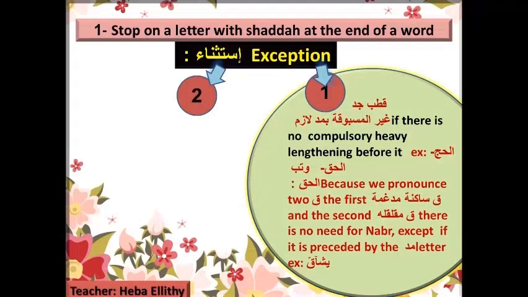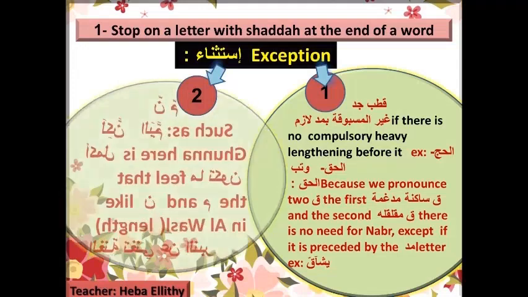There is no need for نبر because it's very clear it's two letters, except if it's preceded by a مد letter, like the word يشاق. So if I have any مد letter of 6 beats before one of the letters of قطب جد, I will make نبر on the first letter of it: first قاف, first طا, first باء, first جيم, first دال. Okay? But if I don't have this مد, I don't need to make any نبر on this قلقلة letter. I will stop on it because it's completely clear by itself.